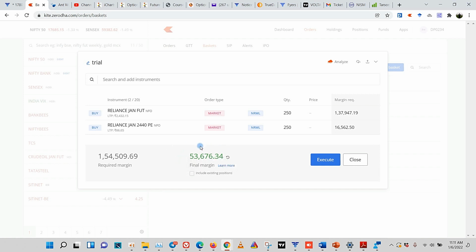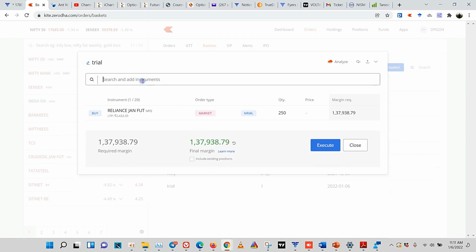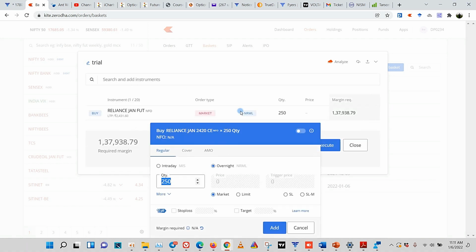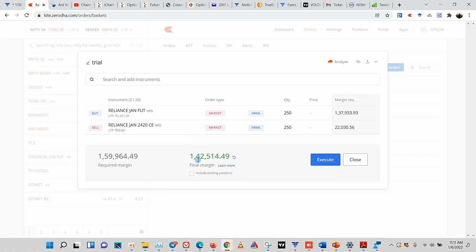And if instead of buying a put, we sell a call 2420 to hedge, what's happening? Margin requirement is slightly increasing, but there is some margin benefit. Total margin required will be 1,60,000, but here we need only 1,42,000, 1,43,000 rupees.